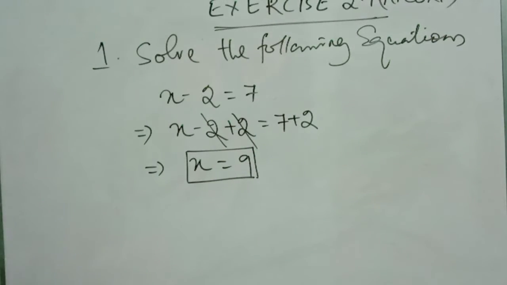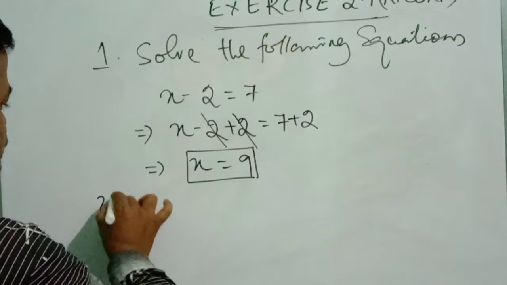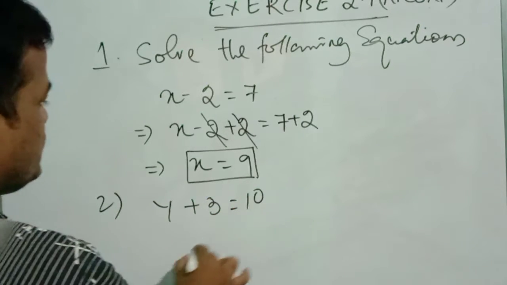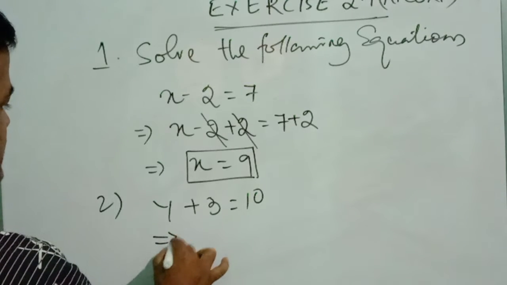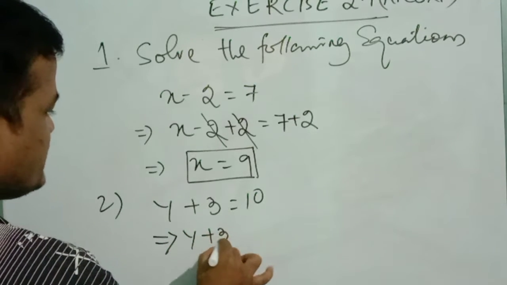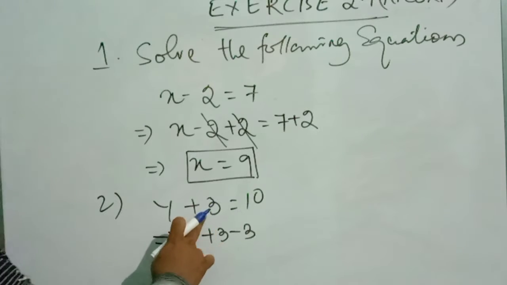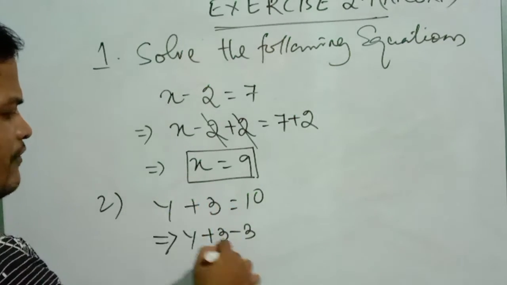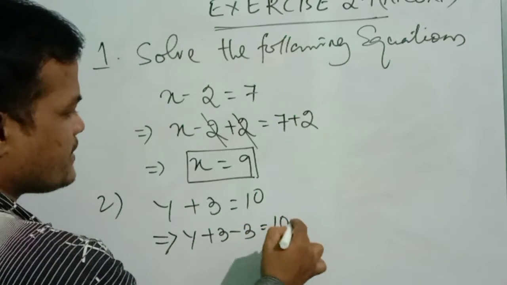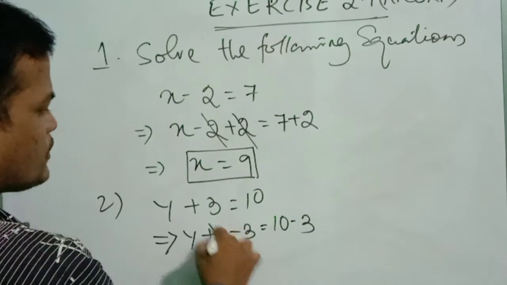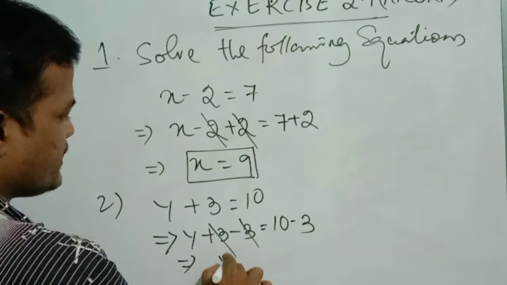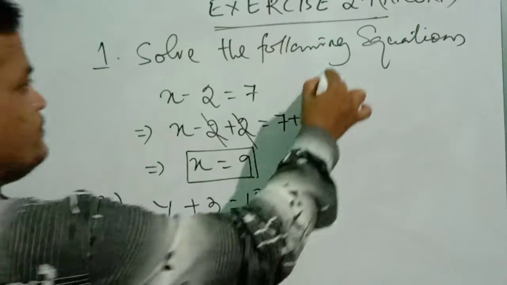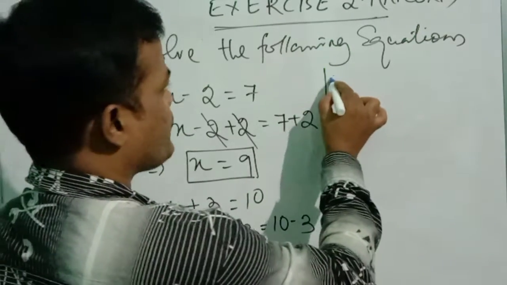So number 2, y plus 3 equal to 10. In this case, let us say y plus 3 minus 3, because plus 3 is there, we have to remove it. So we have minus 3, and in the same way we are also doing minus 3 on the other side, so the 3 cancels. Now we are getting y equal to 3. This is the solution.